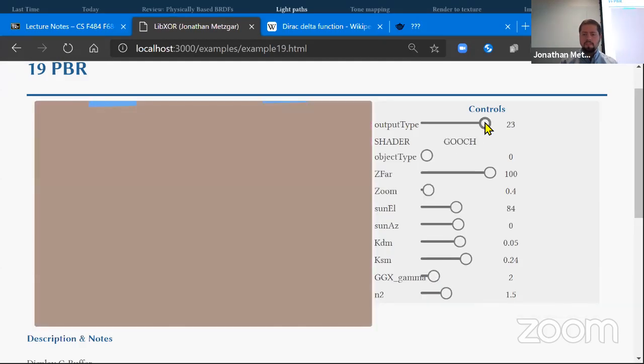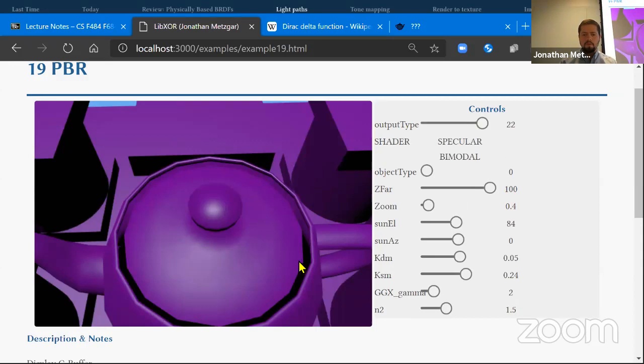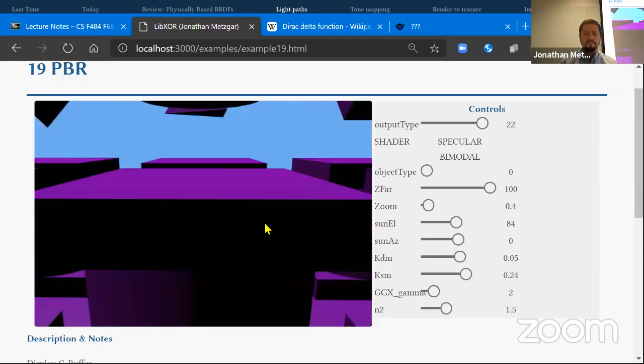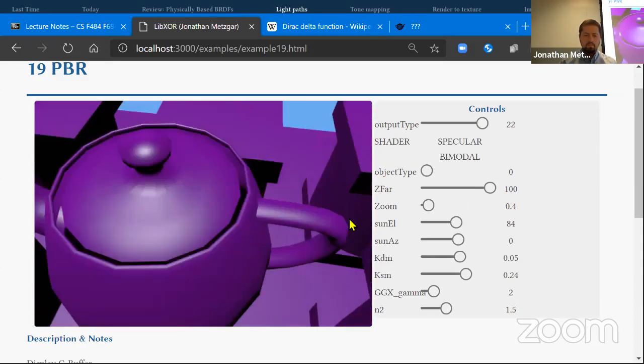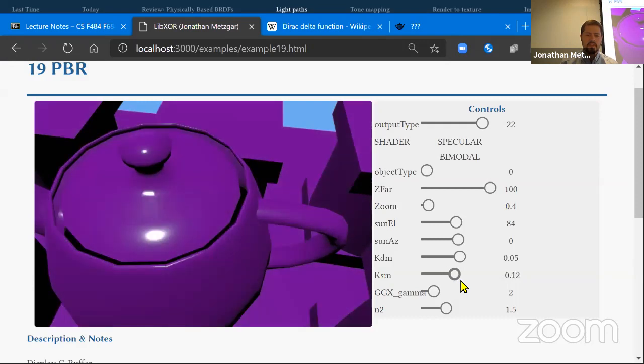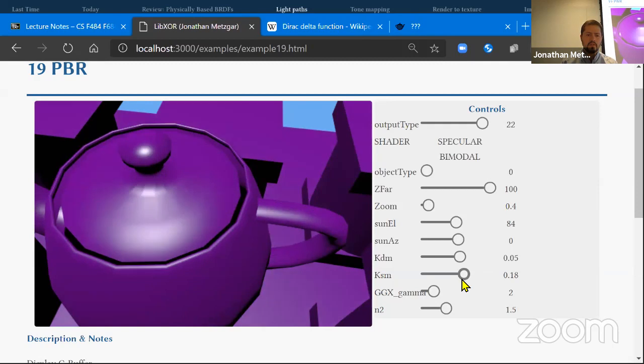Then if we go back here to the bimodal one, where we add the diffuse color back in, I guess we'll turn the light down. So this is our GGX model, and then this is our blend Phong model. Okay, so this is a much better falloff response.